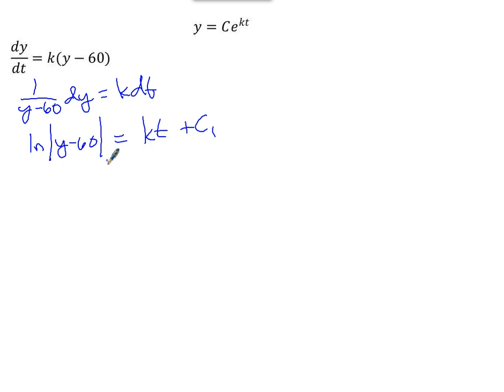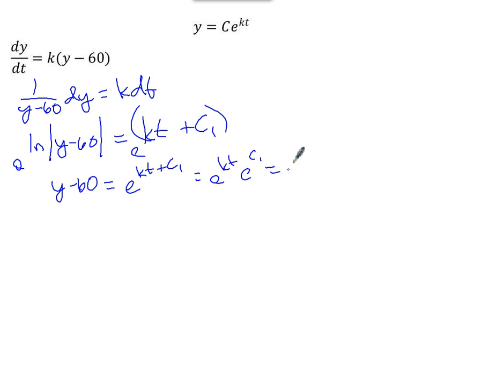Yes, that is the logic you need. The body's temperature is more than 60 right now. So no matter what, it's going to be above 60 degrees, which means we will never wind up with a negative result here. So I do not need the absolute value symbols. I can apply the base e to both sides, and I'm left with just y minus 60 equals e to the kt plus c1, which is actually good. E to the kt times e to the c1, which is actually c e to the kt. I could call that c2 because now we have a different constant, but I'm going to call it c.